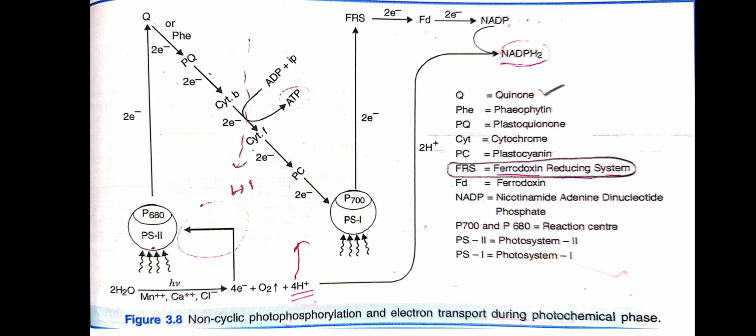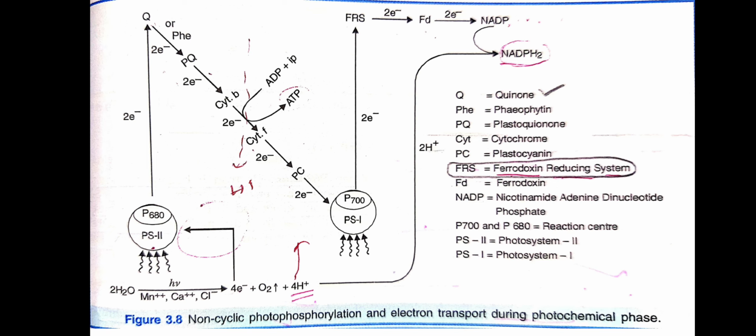It is the overall non-cyclic photophosphorylation where the splitting of water takes place at first, which provides electron to PS2. After the absorption of sunlight, the water molecule splits to form hydrogen, oxygen and electron. This electron is captured by the PS2, which moves to quinone, then plastoquinone receives it, then cytochrome b6f complex, then plastocyanin. Then this electron is transferred to the PS1, which will be received by the ferredoxin reducing system.